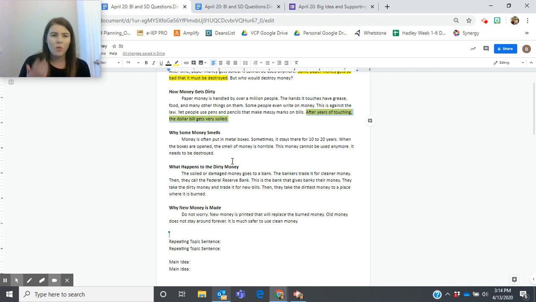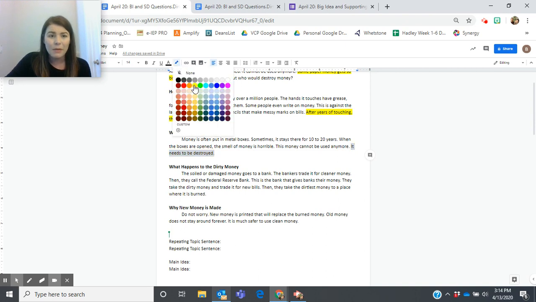Well, the header, Why Some Money Smells, tells me that this paragraph is going to be about why money is smelling. But really, every single one of these sentences is leading to this idea that the money cannot be used anymore and that it needs to be destroyed. That is the topic sentence.